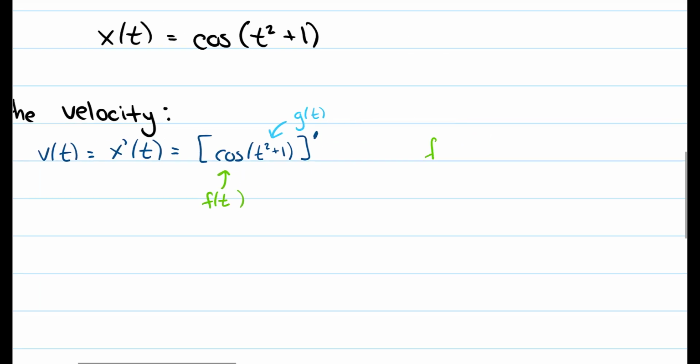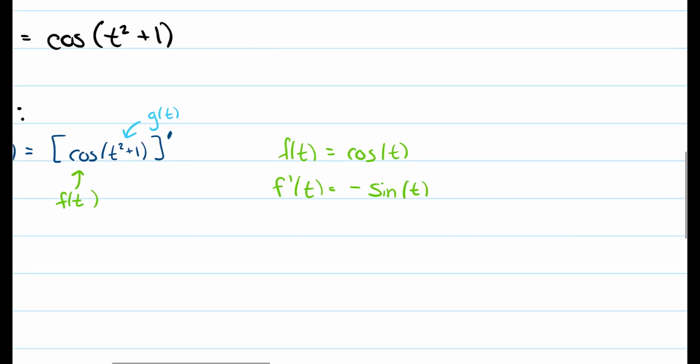So I have f of t is equal to cosine of t. So the derivative of that is negative sine of t. And I have g of t is equal to t squared plus 1. So the derivative of that is 2t.